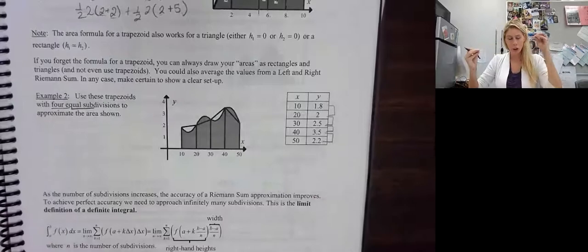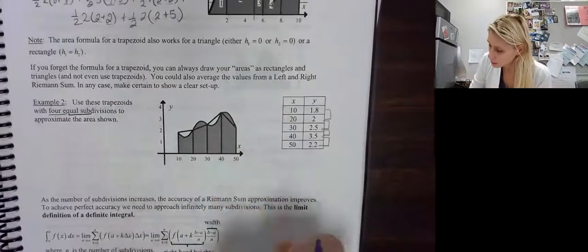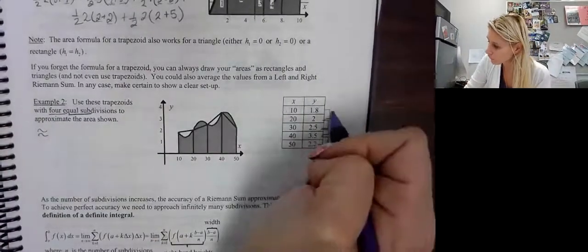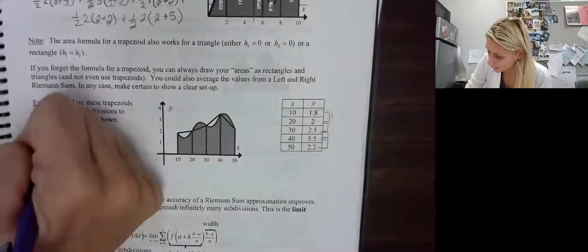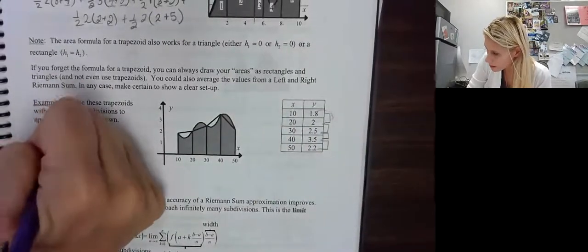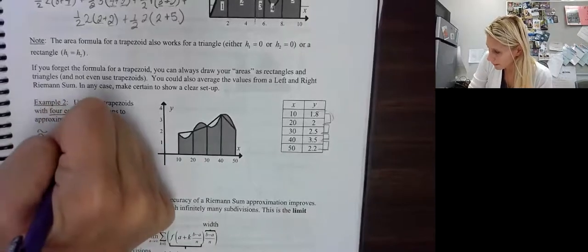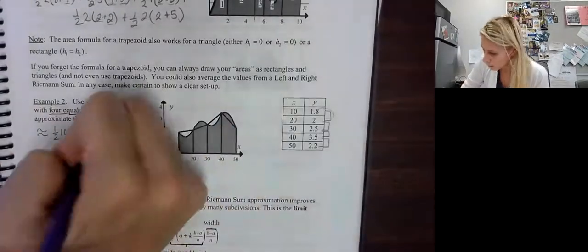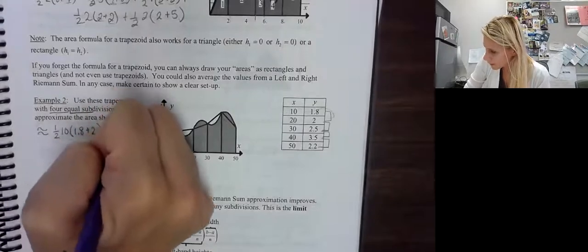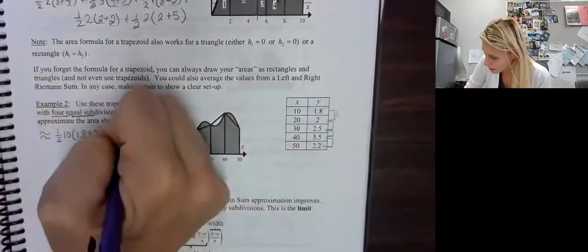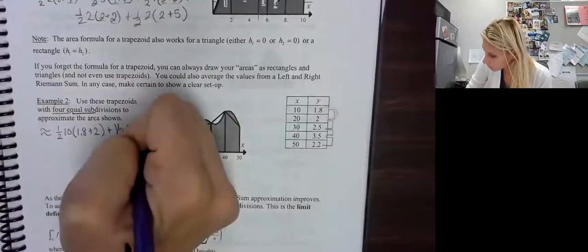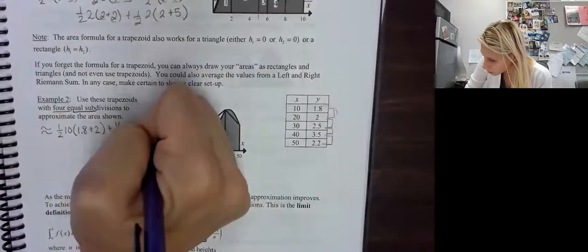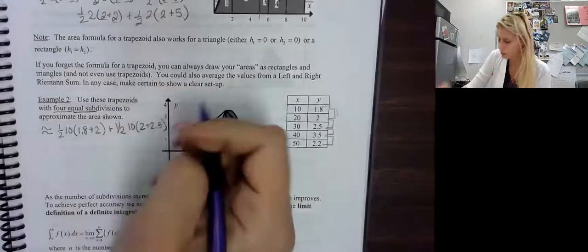Now, again, I'm going to show you 2 different ways that you can do this. So we have the approximation. Let's do the first trapezoid, which is going to be here, the height. So 1/2, the height is 10, and base 1 is 1.8 plus base 2, which is 2. Then we add 1/2, the next trapezoid there. We have the width of 10, height 1 is 2, height 2 is 2.5. So that's trapezoid 2.